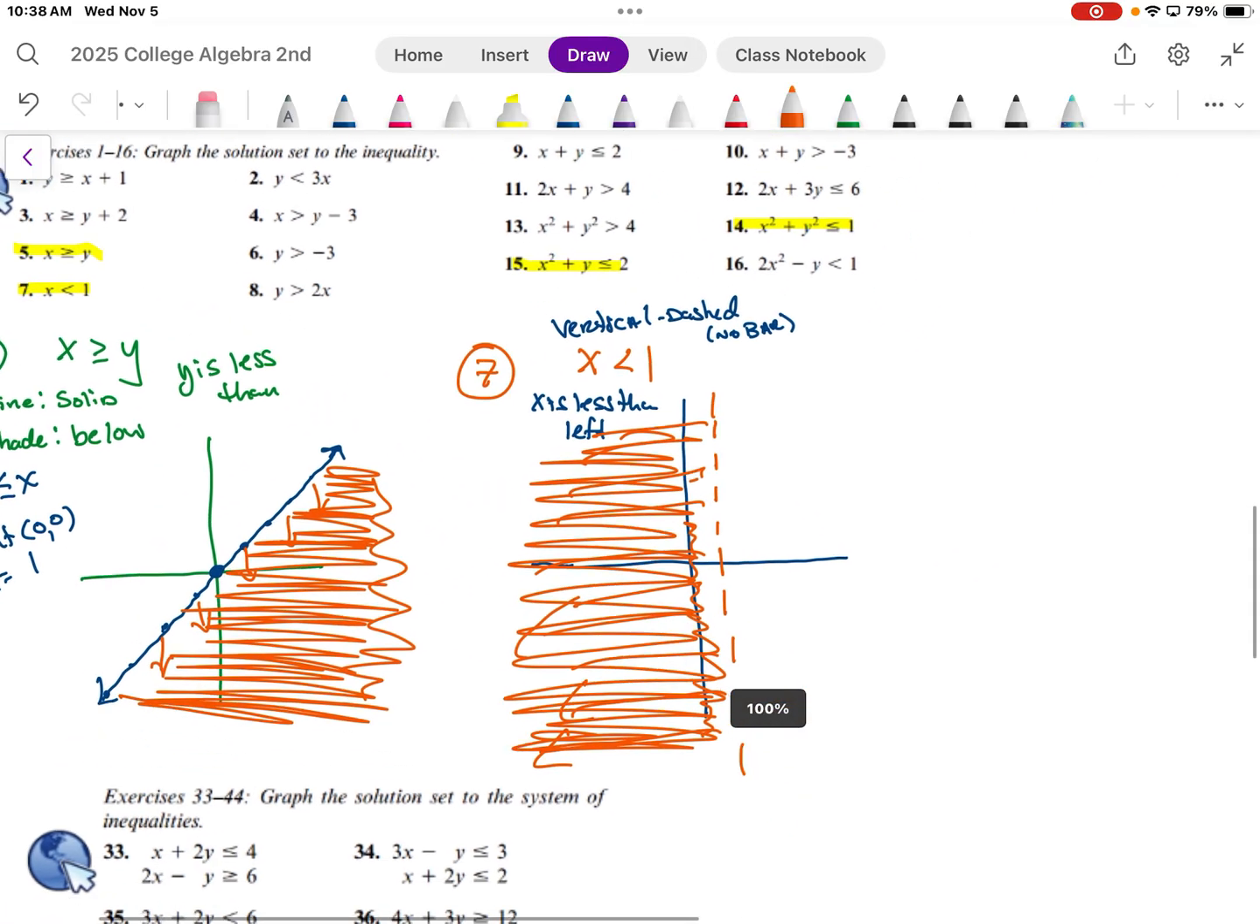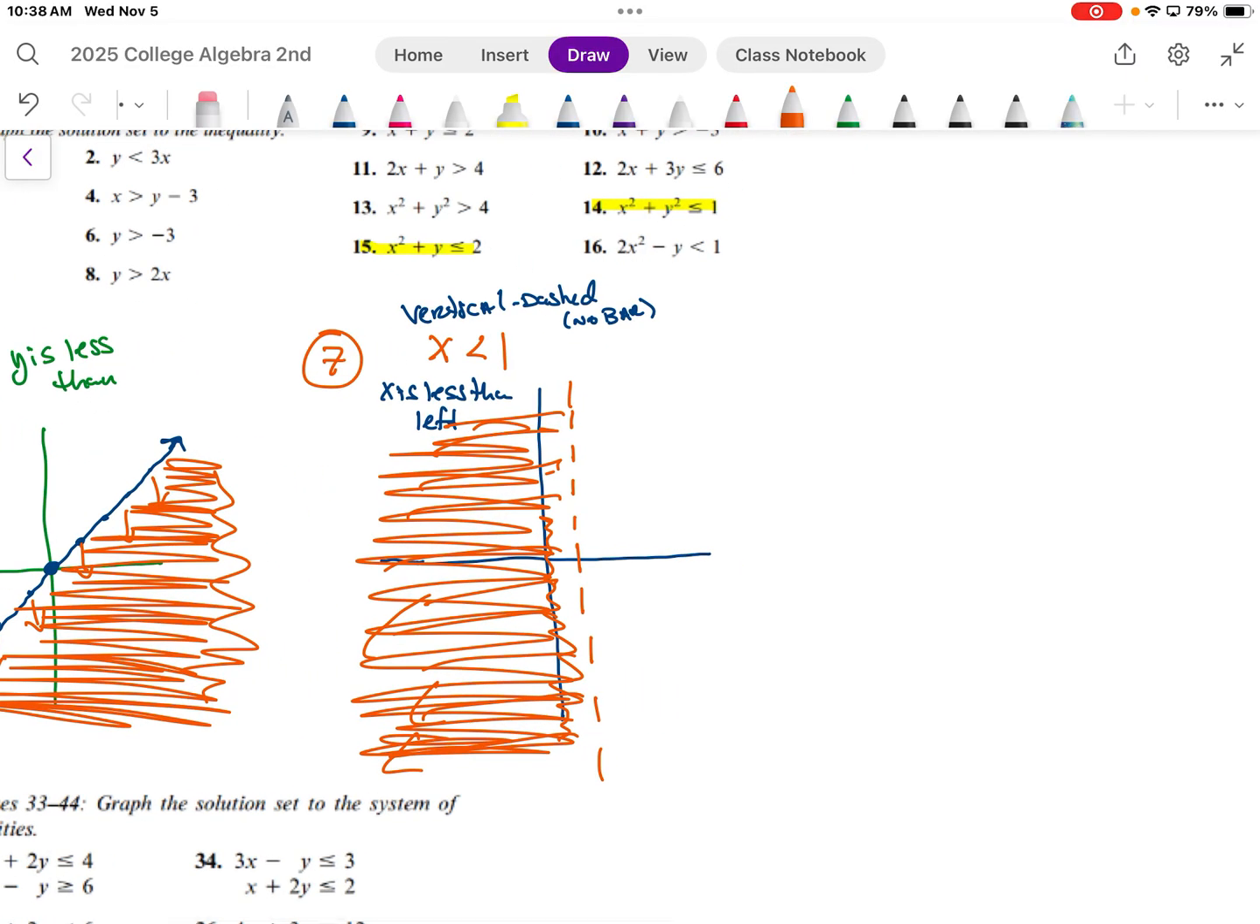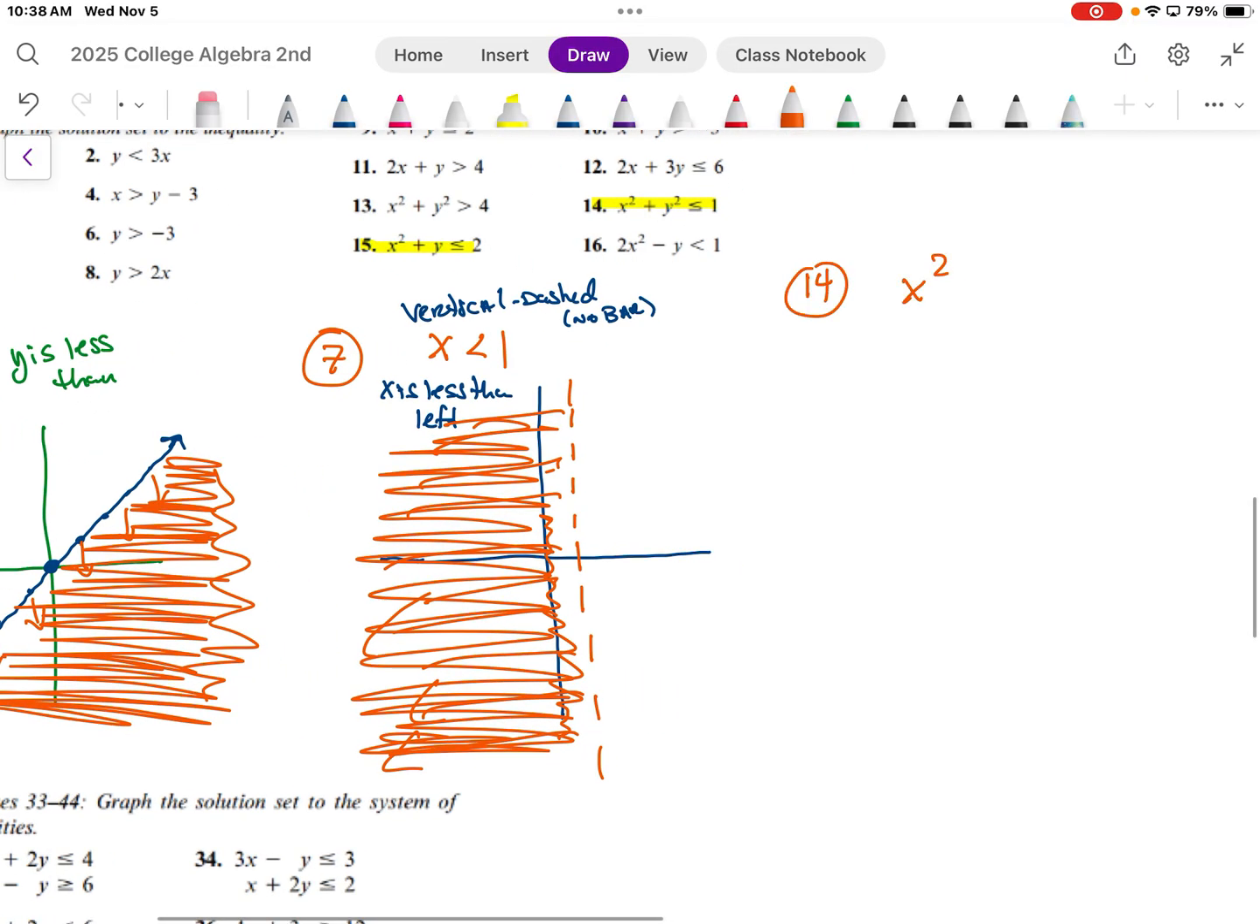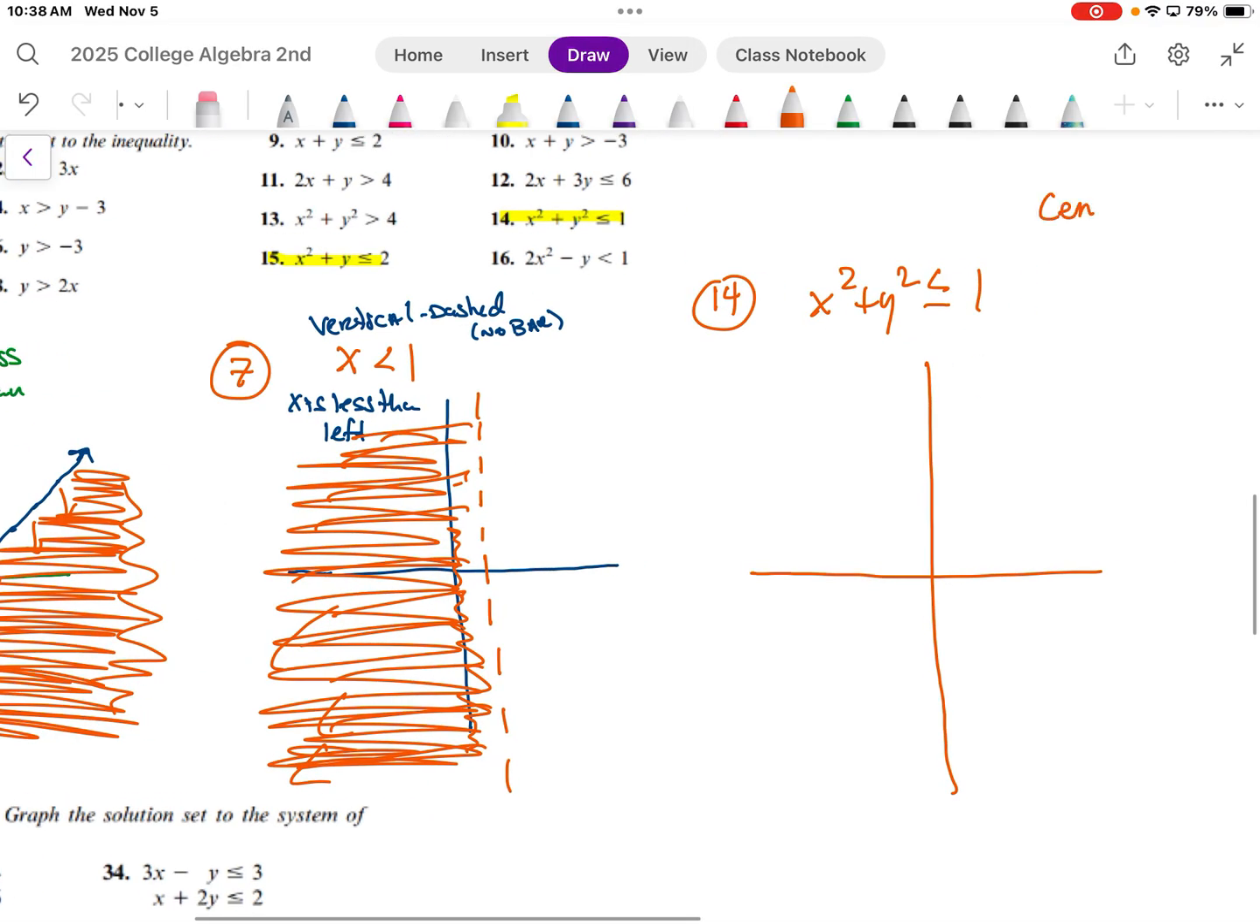All right, now let's do number 14. 14 is x squared plus y squared less than or equal to 1. So as I go to graph this one, my center is 0, 0. My radius is 1, because the square root of 1 is 1. So with that in mind, I put a tick mark out each direction, and then I get to draw my circle.